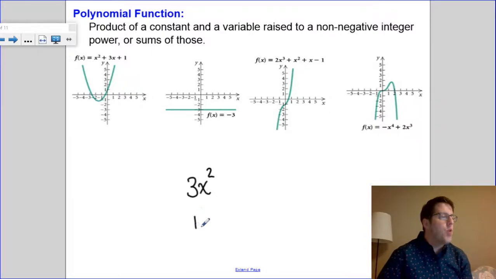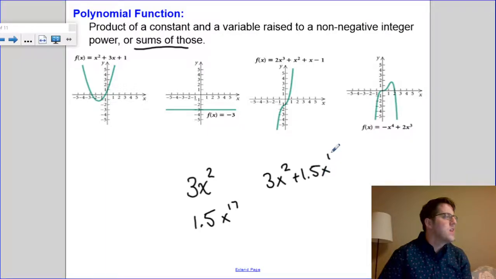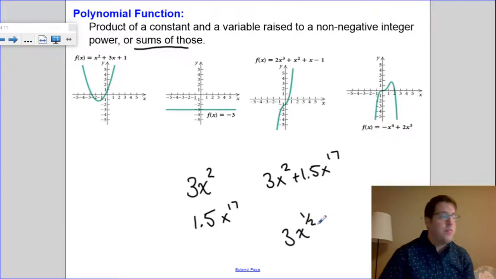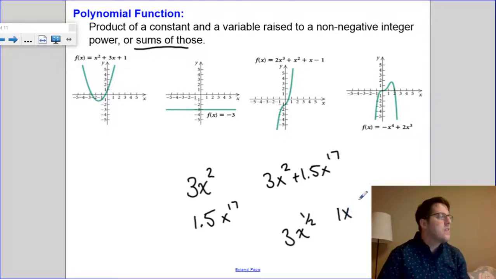Or how about 1.5x to the 17th? That would work as well. Since I'm allowed to add these things together, I could say 3x squared plus 1.5x to the 17th, and that would work. What I can't do is I cannot do things like this. 3x to the 1/2 doesn't count because that's not an integer. Or 1x to the negative third doesn't count because that is a negative integer.